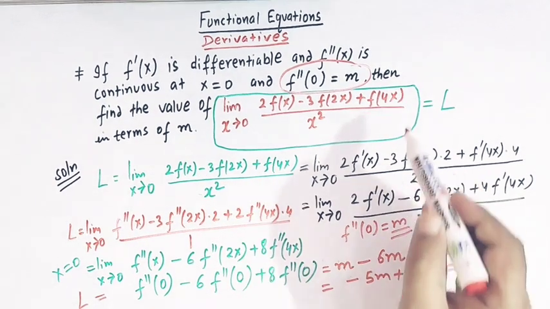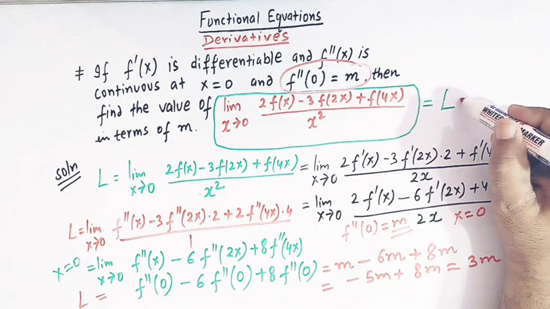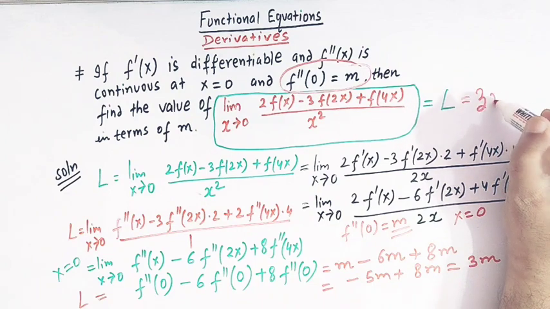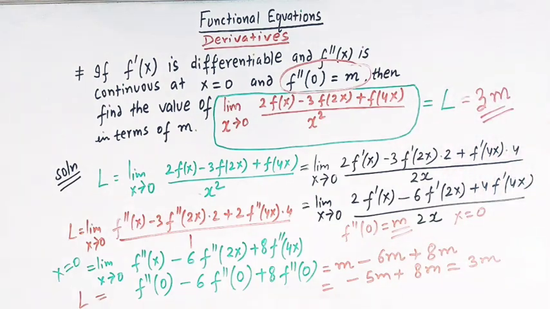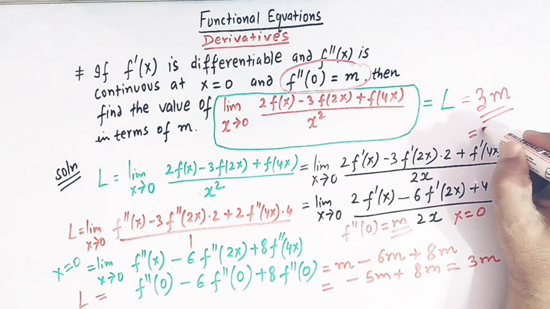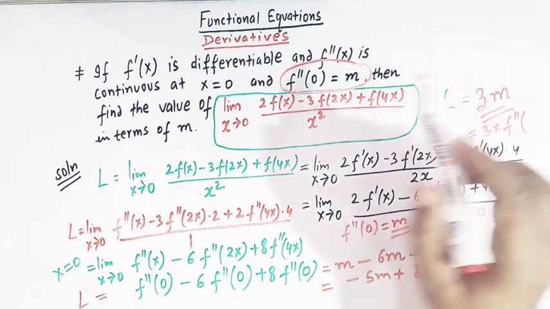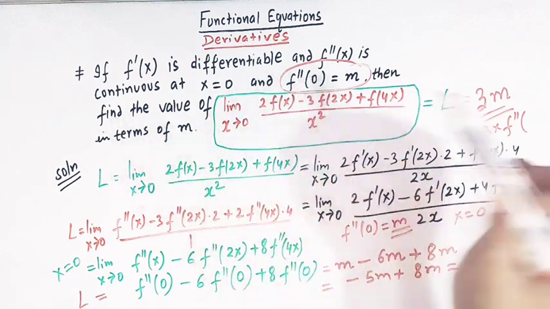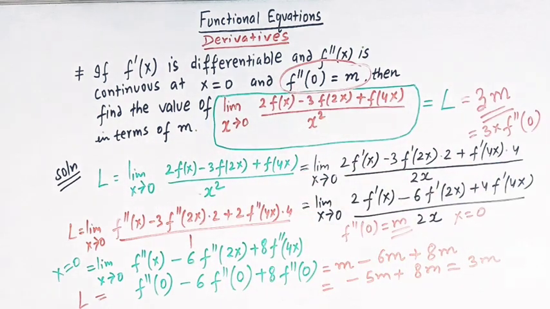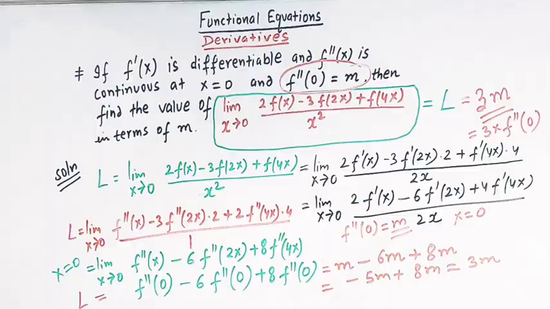So viewers, the value of this limit is equal to 3 times m, right? Or we can also say that this is 3 times the value of the second derivative of f(x) at x is equal to 0, right?